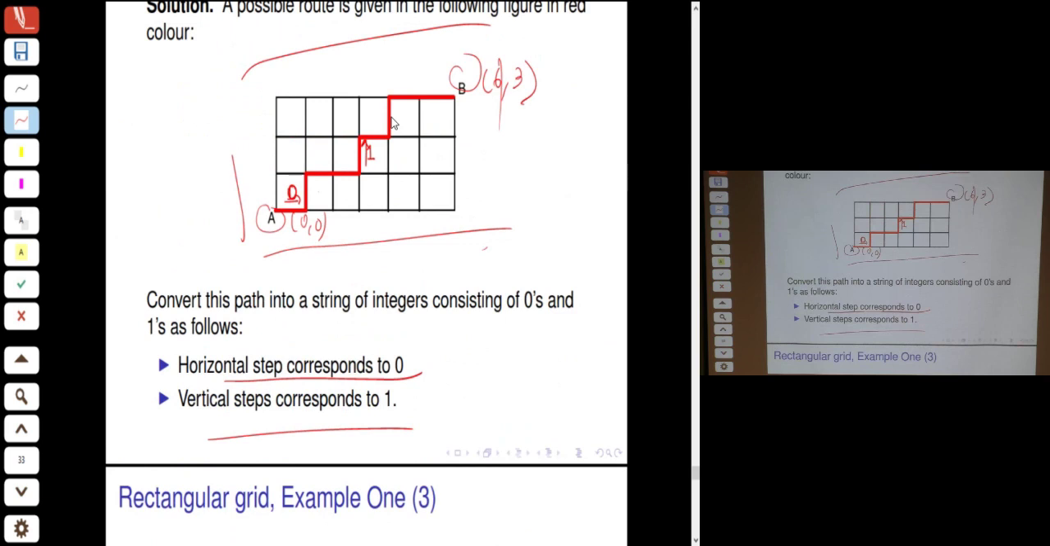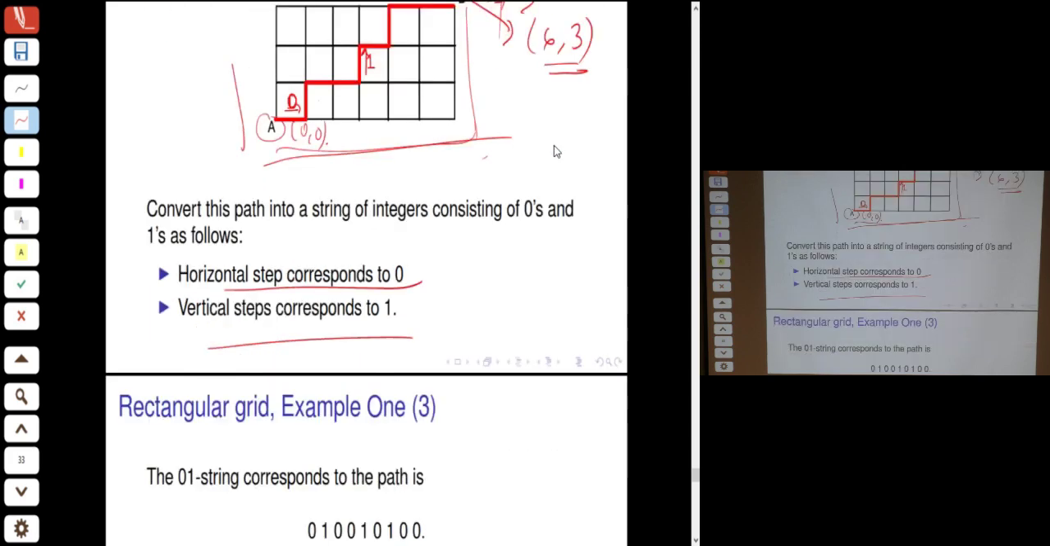So you notice that the total number of steps you have to take is 9. So if you start from 0, 0 and go to 6, 3, you have to take at some point 6 steps to the right and 3 steps up. So the total number of steps you need to take is 9. Okay? 6 plus 3, 9. So that's fine.